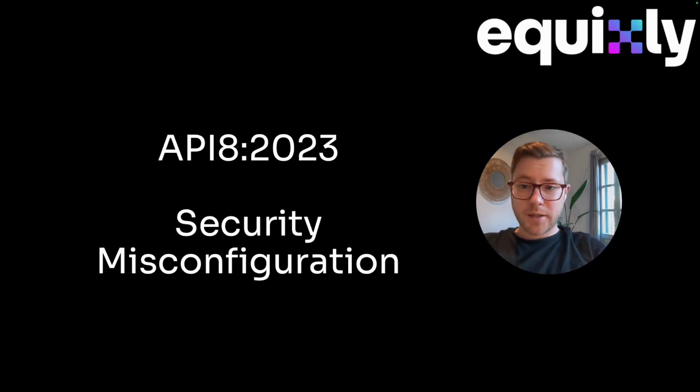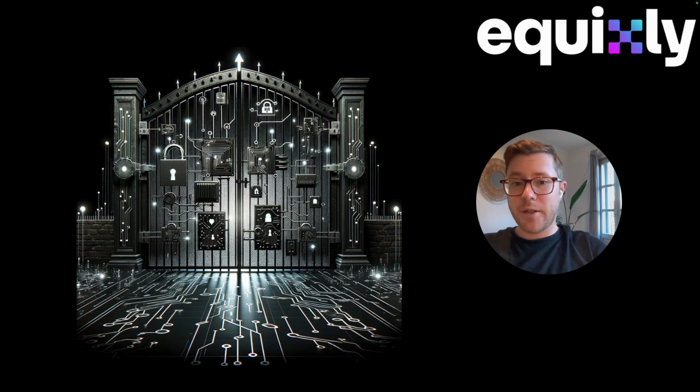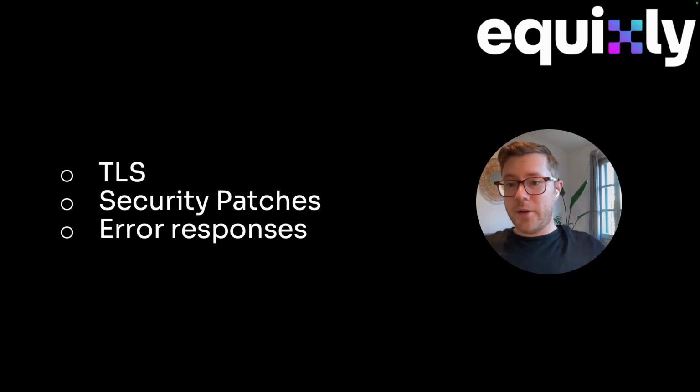Today we're going to discuss the eighth vulnerability, which is security misconfiguration. This vulnerability encompasses a huge amount of different types of vulnerabilities, essentially one for each type of protection that you could add to your API. So today we're going to focus on just three of them. We're going to talk about TLS or transport layer security. We're going to talk about security patches, and we're going to talk about error responses.